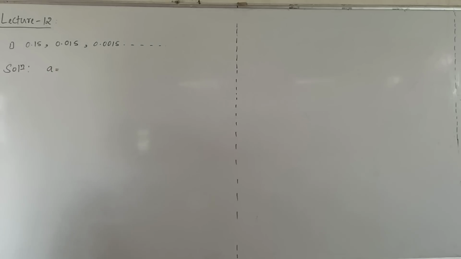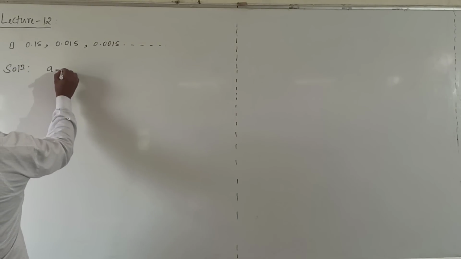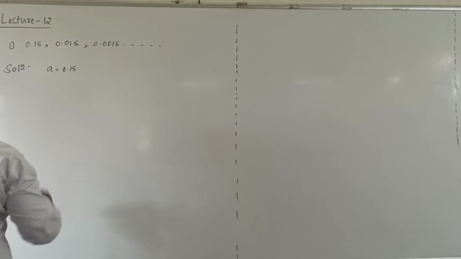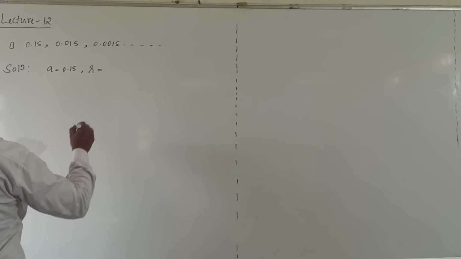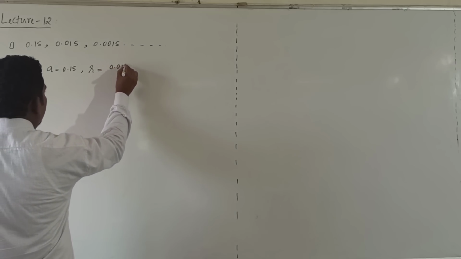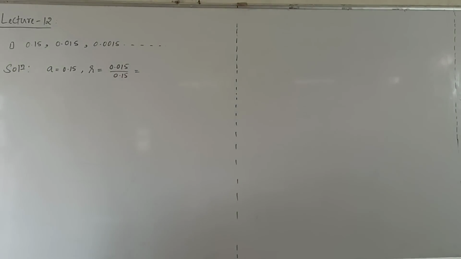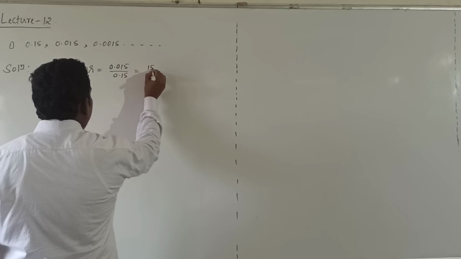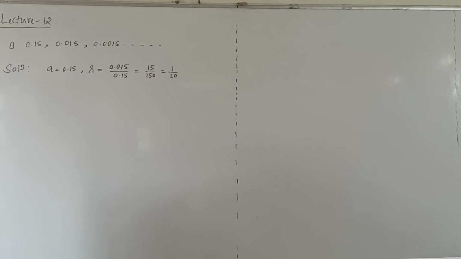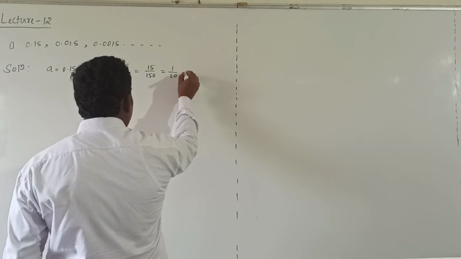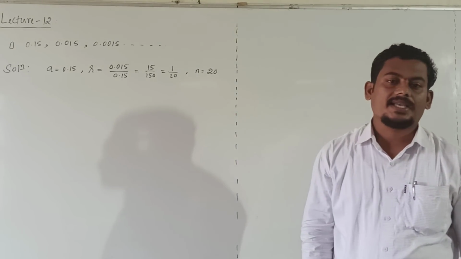What is small a value? Small a is the first term of the GP, that is 0.15. Now, what is common ratio r? r is equal to 0.015 divided by 0.15, that's equal to 15 divided by 150, which is 1 divided by 10. And in this case, what is n value? We need the sum of the first 20 terms, so n value is 20.